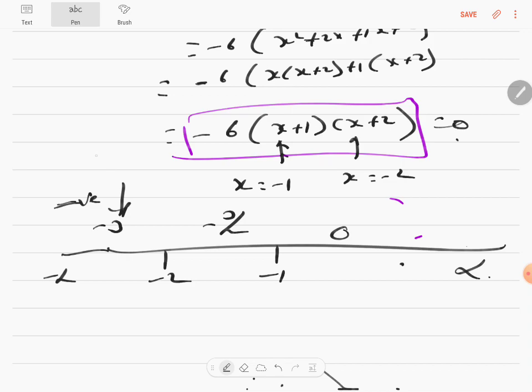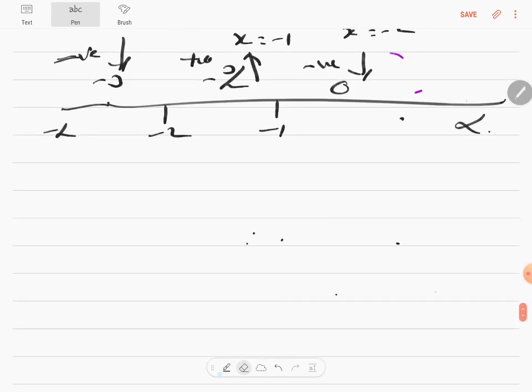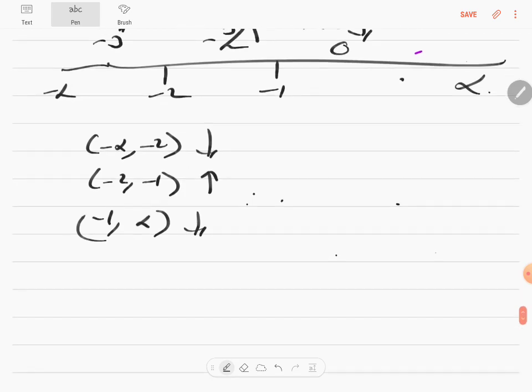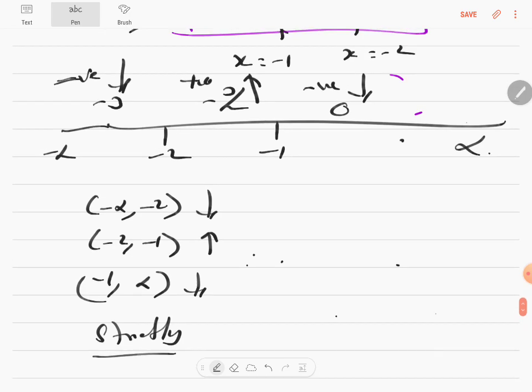Minus 3 by 2: minus 3 by 2 plus 1 will be negative, minus 3 by 2 plus 2 will be positive. So negative, it's positive, so it is increasing. 0 put here, it's negative, so it's decreasing. So write it: minus infinity till minus 2, it's decreasing. Minus 2 to minus 1, it's increasing. Minus 1 to infinity, it is decreasing. If the question is strictly, this is the way I would write the answer, with all open brackets, because these are the points at which the slope has been equated to 0, and I got these points.